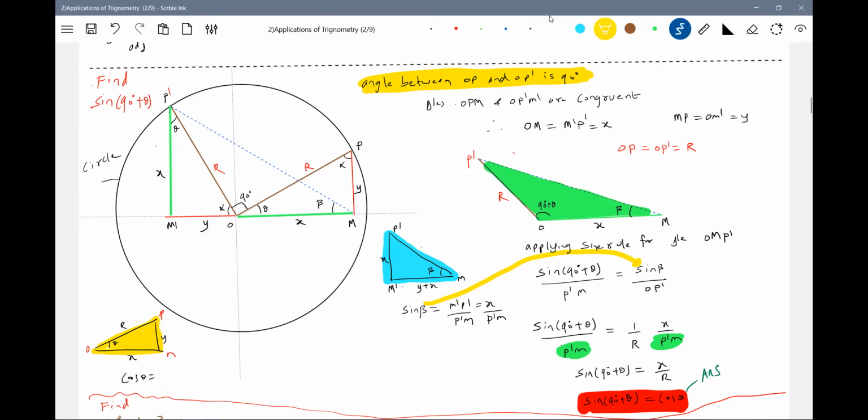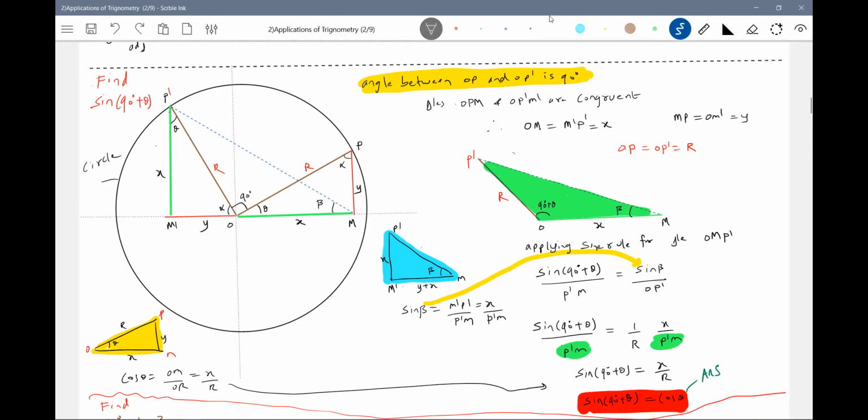Adjacent OM by OP. OM is x by r. So what we needed, what is x by r? X by r, I can replace here. So sine of 90 plus theta, finally what do we end up with? Equal to cos theta. Are you getting it now? Everything comes through coordinate geometry. We are not supposed to just say it as memorization. There is meaning in everything. So sine of 90 plus theta is cos theta.